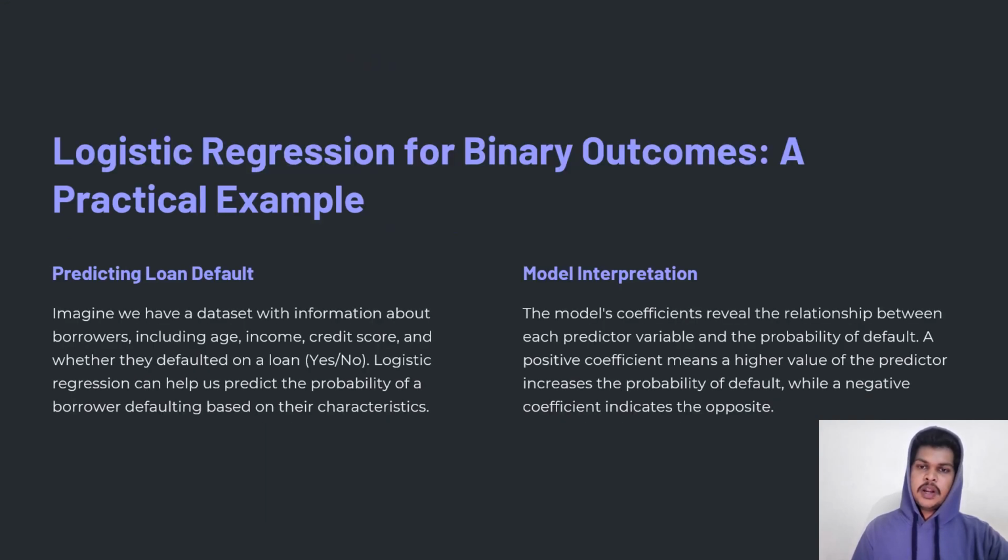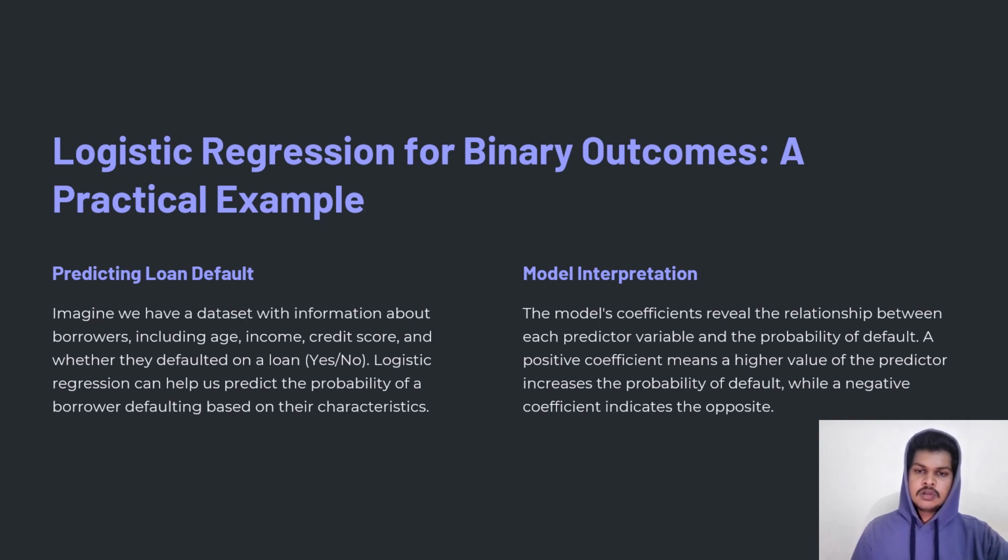Logistic regression for binary outcomes. Let's take a practical example. Imagine we have a dataset with information about borrowers, including age, income, credit score, and whether they defaulted on a loan or not. Logistic regression can help us predict the probability of a borrower defaulting based on their characteristics.